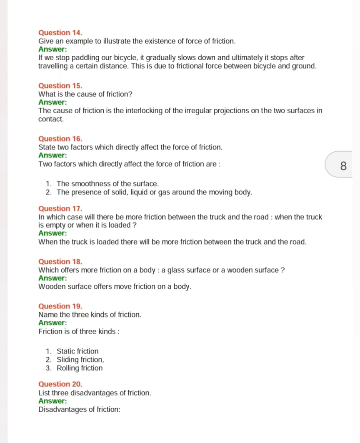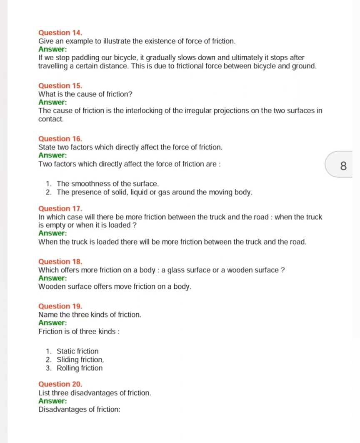Question 16. State two factors which directly affect the force of friction. Answer. Two factors which directly affect the force of friction are: 1. The smoothness of the surface. 2. The presence of solid, liquid or gas around the moving body. Question 17. In which case will there be more friction between the truck and the road? When the truck is empty or when it is loaded? Answer. When the truck is loaded, there will be more friction between the truck and the road.